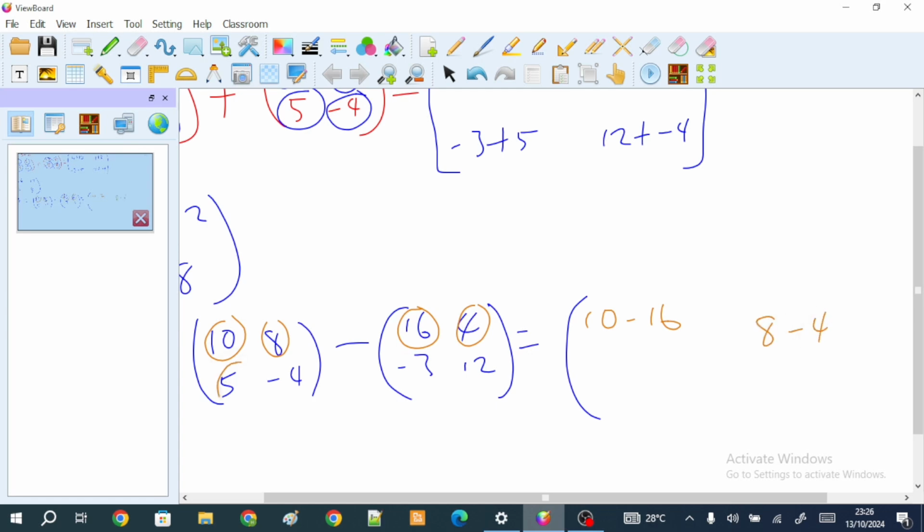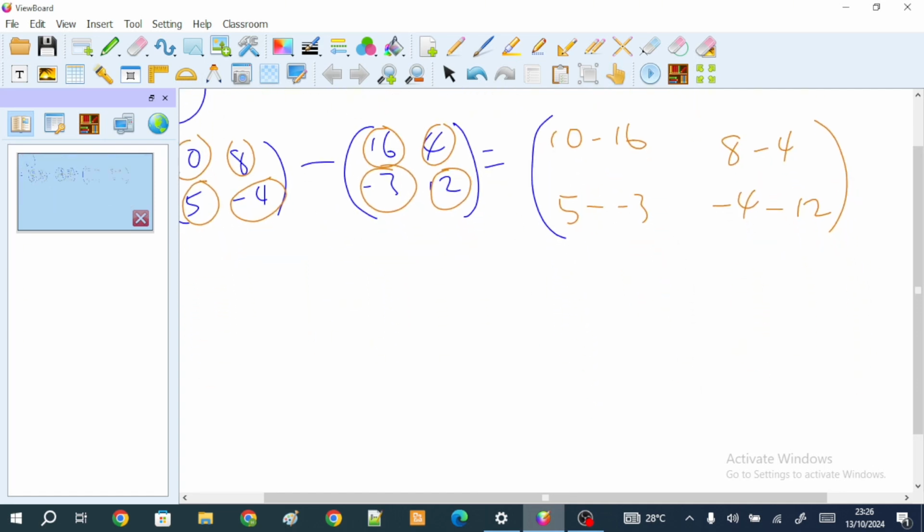This is position 2 1 and position 2 1. So we have 5. The operation is minus, but the number is also minus 3. And then we have this position, negative 4, and then the operation is minus. This position here is also 2 2. So we have minus 4 minus 12. Okay, all we have to do is to compute this subtraction at different positions.